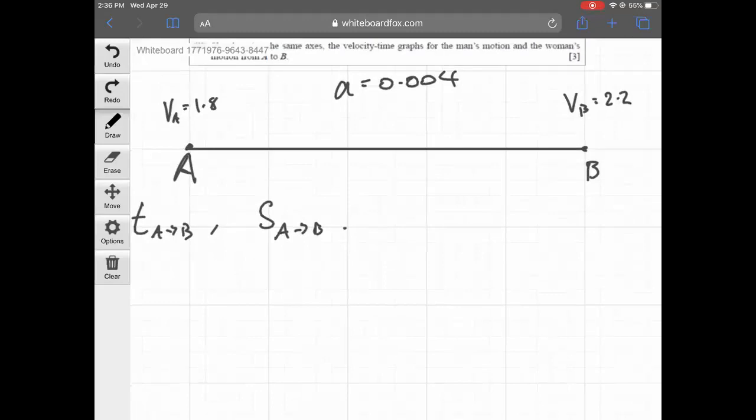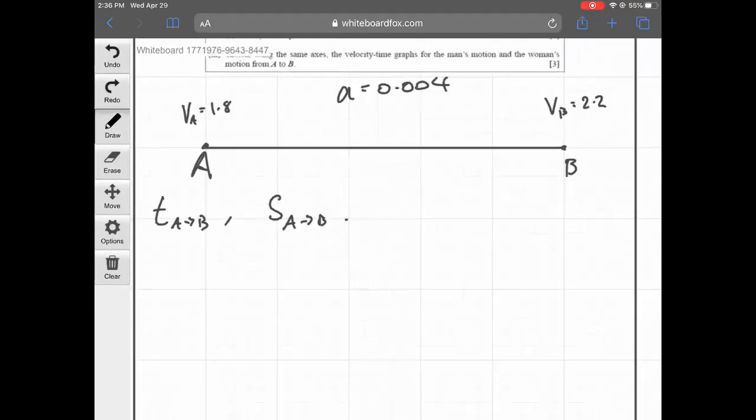Okay, so there's probably a few different ways we could do this, but if we've got constant acceleration, then actually we don't really need to use integration. We could use suvat. So this really is a suvat question. So I'm asked to find the time and the distance. So those are two variables I don't know. So I have all of the other three. I know initial velocity is 1.8, final velocity is 2.2, acceleration 0.004. So this is easy as well, right? This is a really easy question.